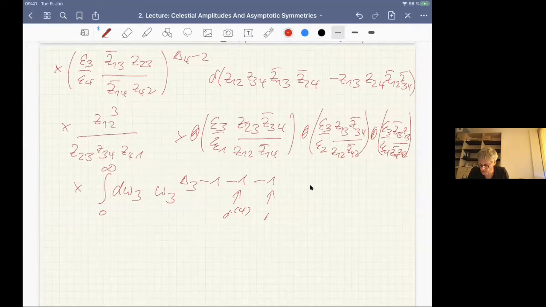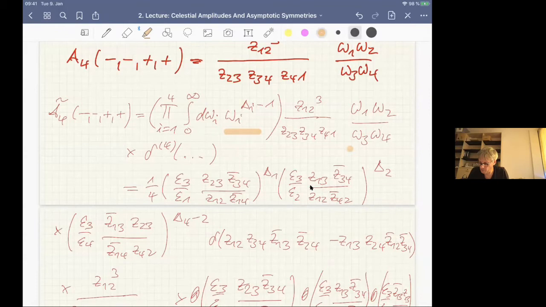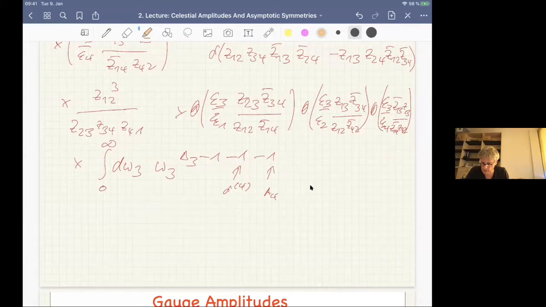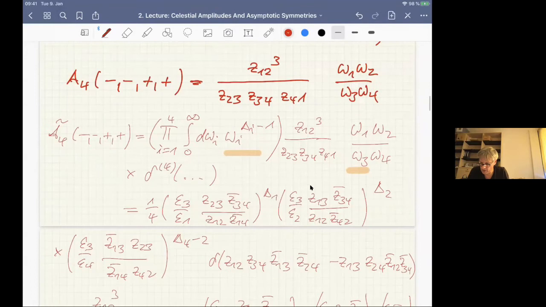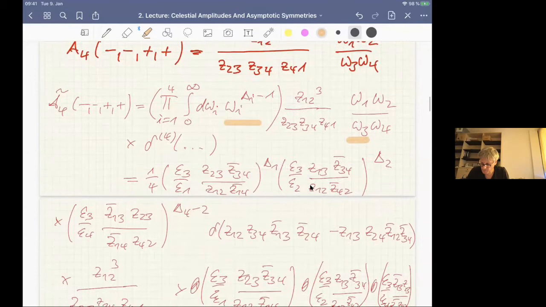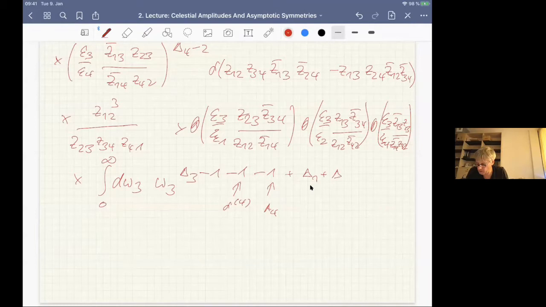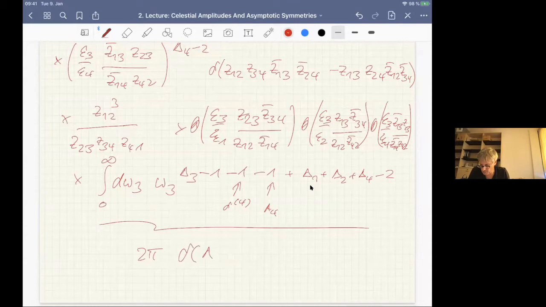So this is this factor here, one over omega 3, and then from collecting the other powers, which come from inserting all these omegas here, we get additional omega 3 powers, and if you collect them, we get this. And indeed, now this integral can be computed. It's just delta 1 plus delta 2 plus delta 3 plus delta 4 minus 4.